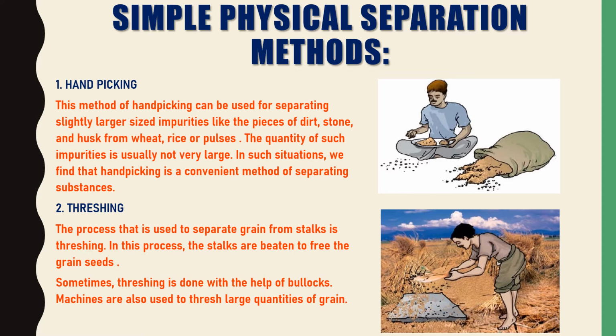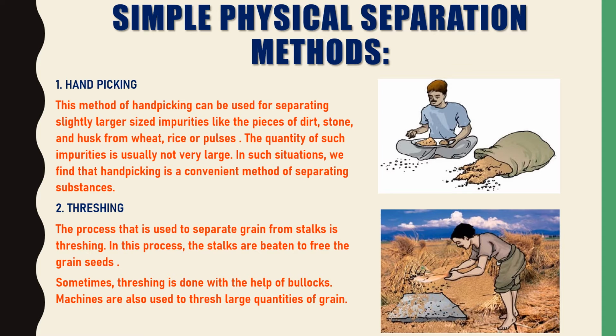hand picking. You can see over here. This method of hand picking can be used for separating slightly larger sized impurities like pieces of dirt, stone and husk from wheat, rice or pulses. The quantity of such impurities is usually not very large. So in such situations, hand picking is a convenient method of separating substances. You can see over here in the diagram as well. And these methods you must have read in your previous classes.